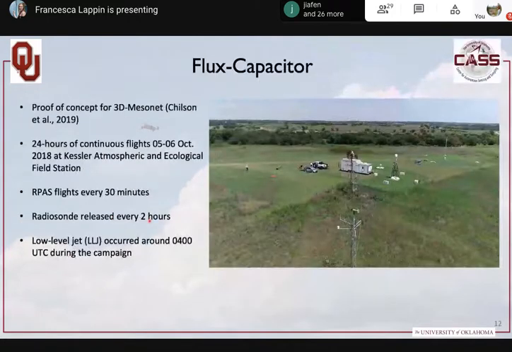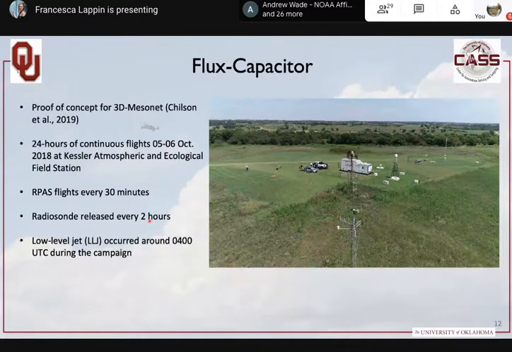The other field campaign we will be talking about today is Flux-Capacitor, which is essentially a proof of concept for the 3D mesonet, a proposal that the Oklahoma Mesonet be outfitted with RPAS so that the ABL can be regularly sampled to attempt to fill that data gap. There were 24 hours of continuous flights, with RPAS flying every 30 minutes and radiosondes released every 2 hours at the Kessler site, which is just south of Norman. A key point in this analysis is a low-level jet that occurred during Flux-Capacitor around 0400 UTC, which we'll look into.